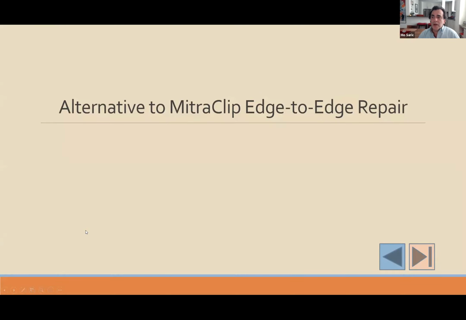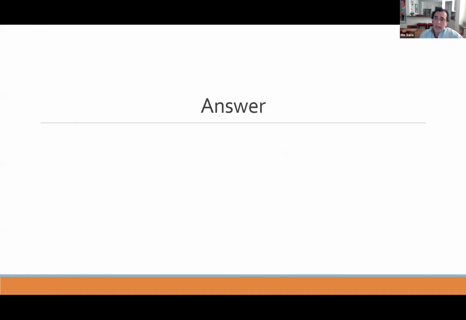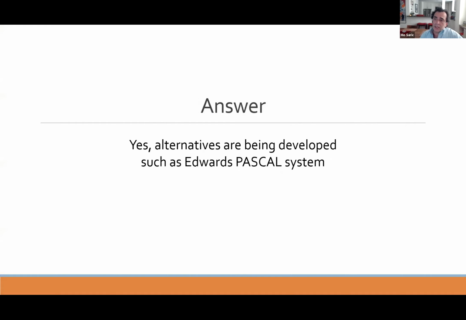So, alternatives to MitraClip edge-to-edge repair. We can start with the question: are there any percutaneous alternatives to MitraClip edge-to-edge repair? And clearly there is. One such alternative is being developed by Edwards, the Pascal system, also called the CLASP system. Essentially, PASCAL is the trial in which the system is being evaluated.